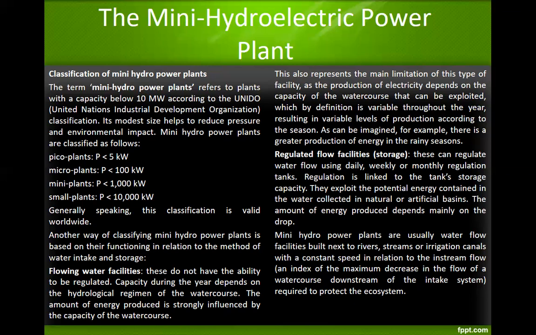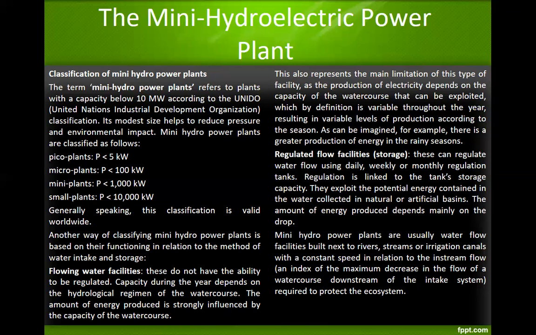Okay. Another way of classifying mini hydropower plants is based on their functioning in relation to the method of water intake and storage. Flowing water facilities. These do not have the ability to be regulated. Capacity during the year depends on the hydrological regimen of the water course. The amount of energy produced is strongly influenced by the capacity of the water course. Okay? This also represents the main limitation of this type of facility, as the production of electricity depends on the capacity of the watercourse that can be exploited.